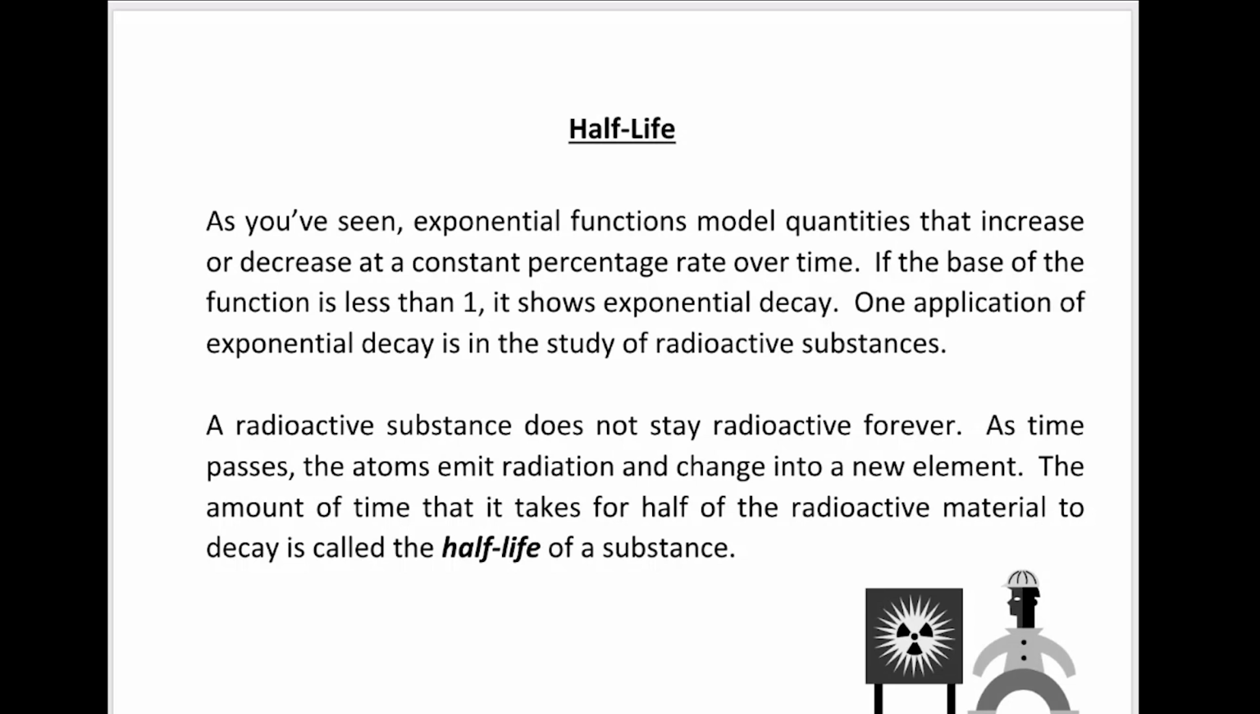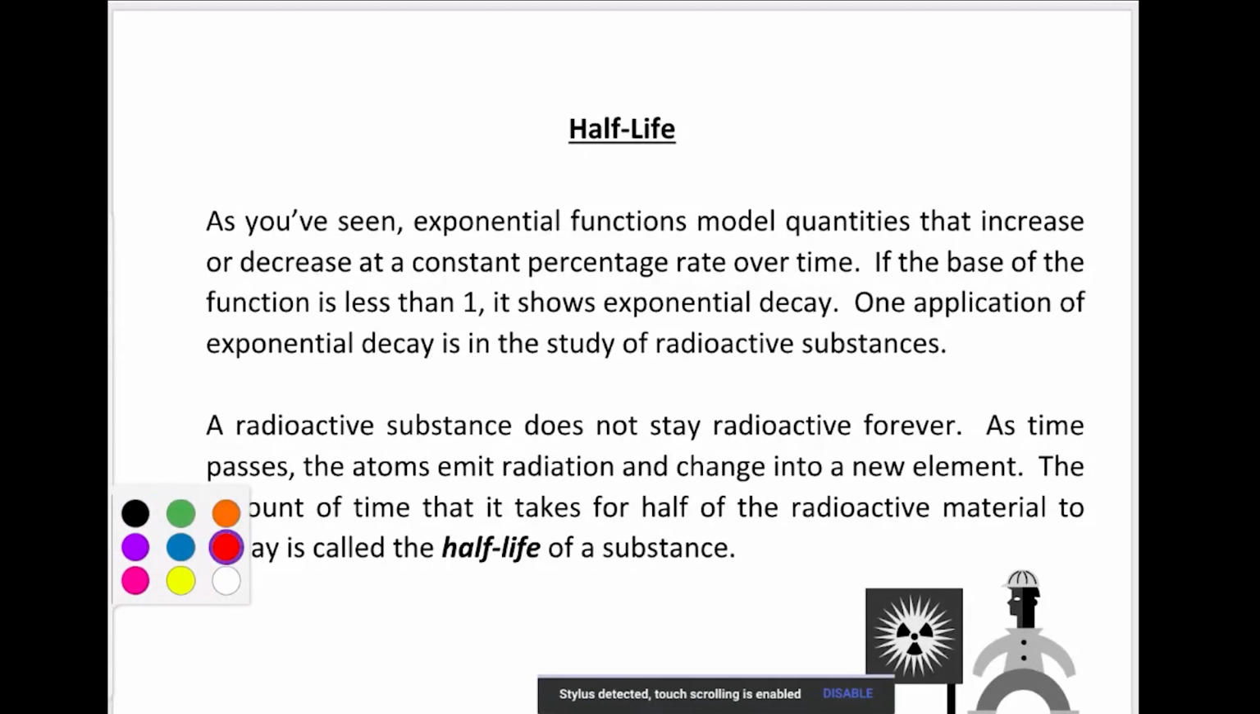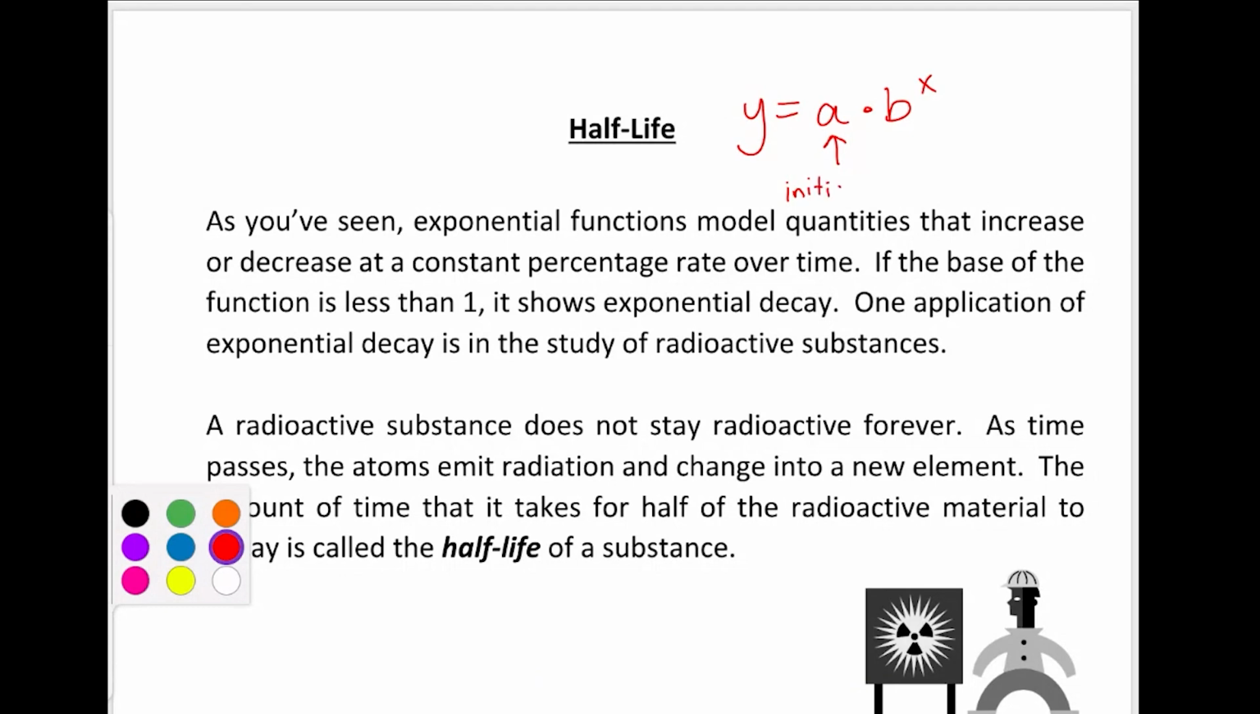Now, every isotope has a different half-life, meaning some decay faster than others. You don't have to memorize any particular isotope's half-life. That will always be given, but it's going to come into play when we start writing the equations. They all come back to exponential functions, which, if you remember, are generally written as y equals a times b to the x, where a was your initial amount and b was your multiplier.